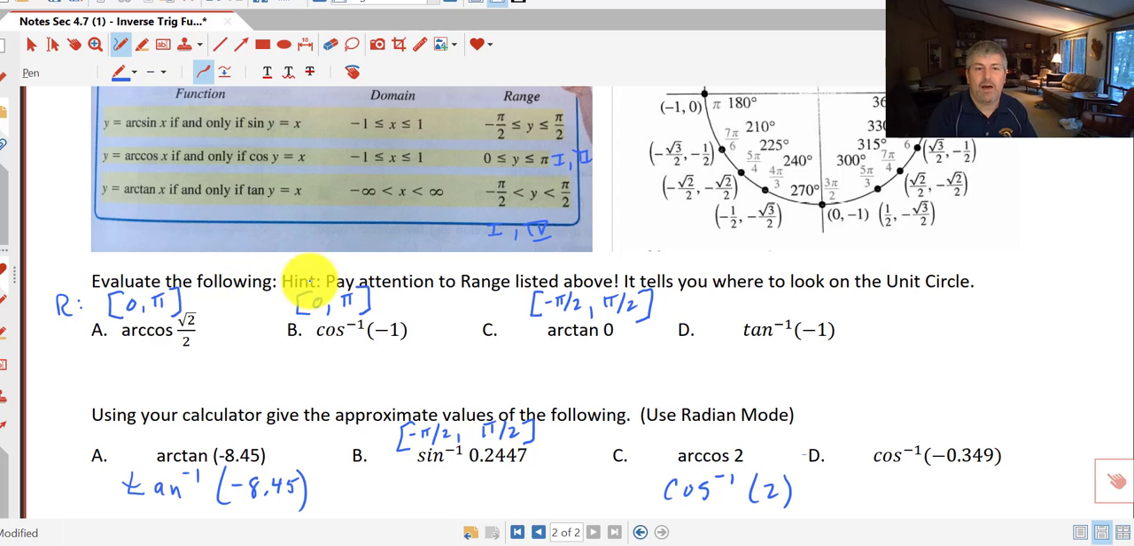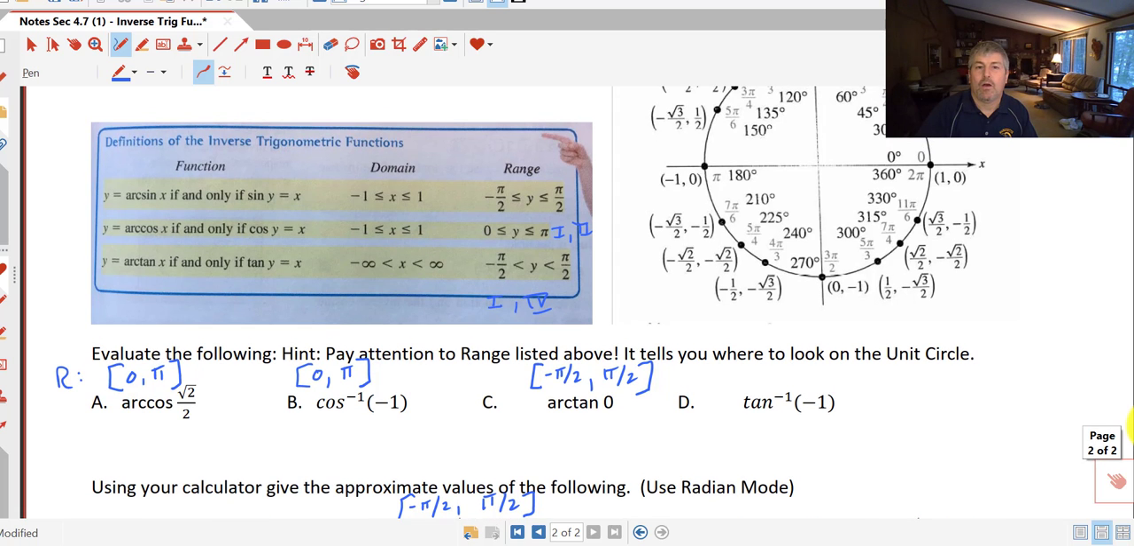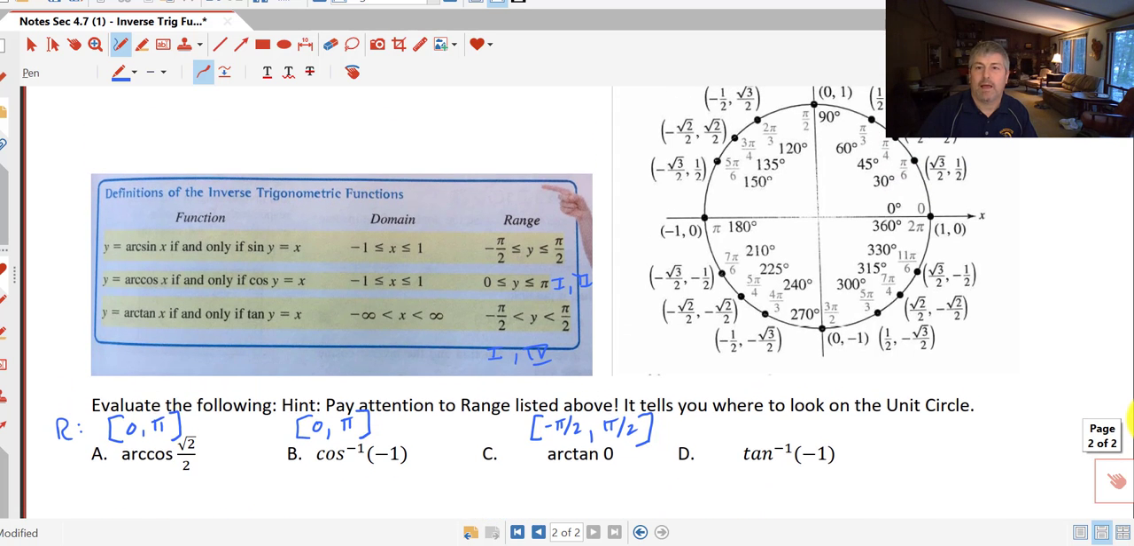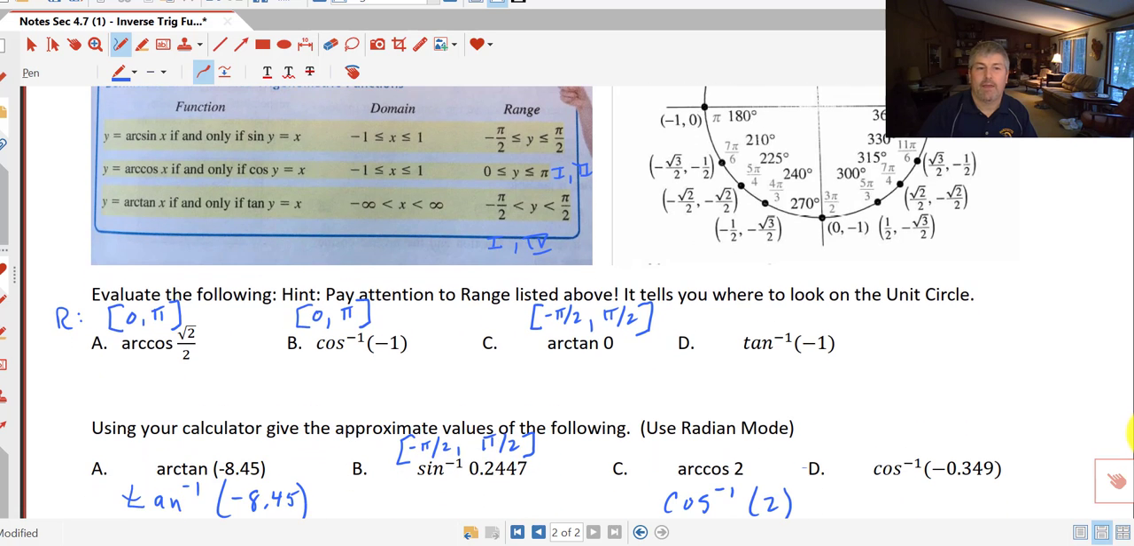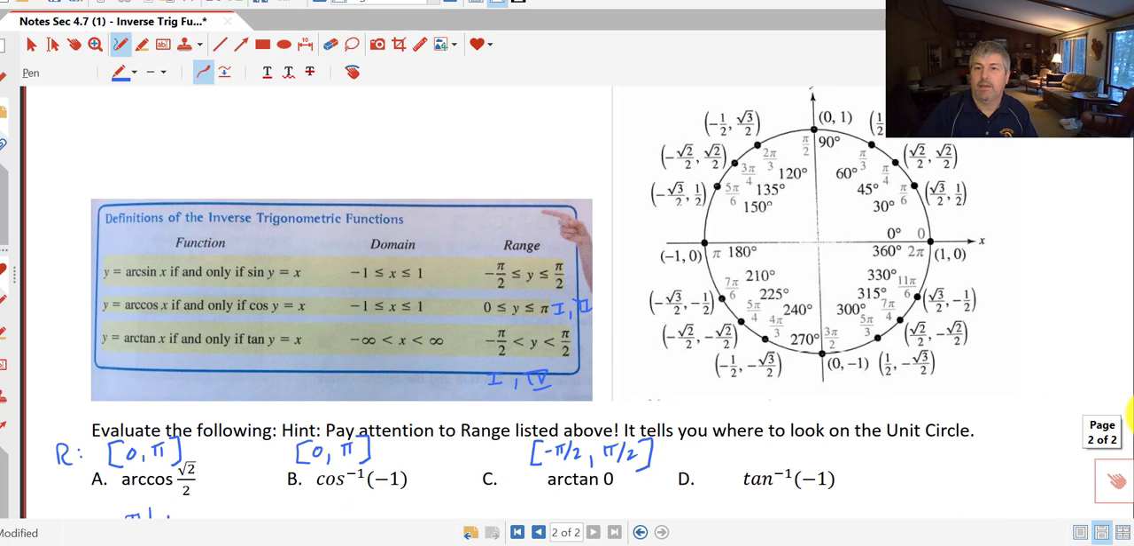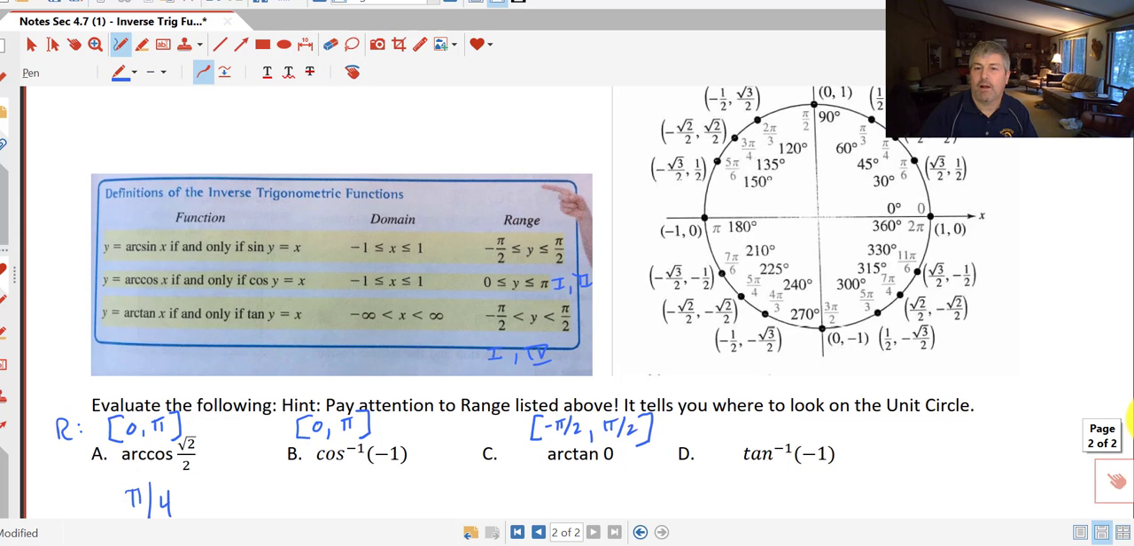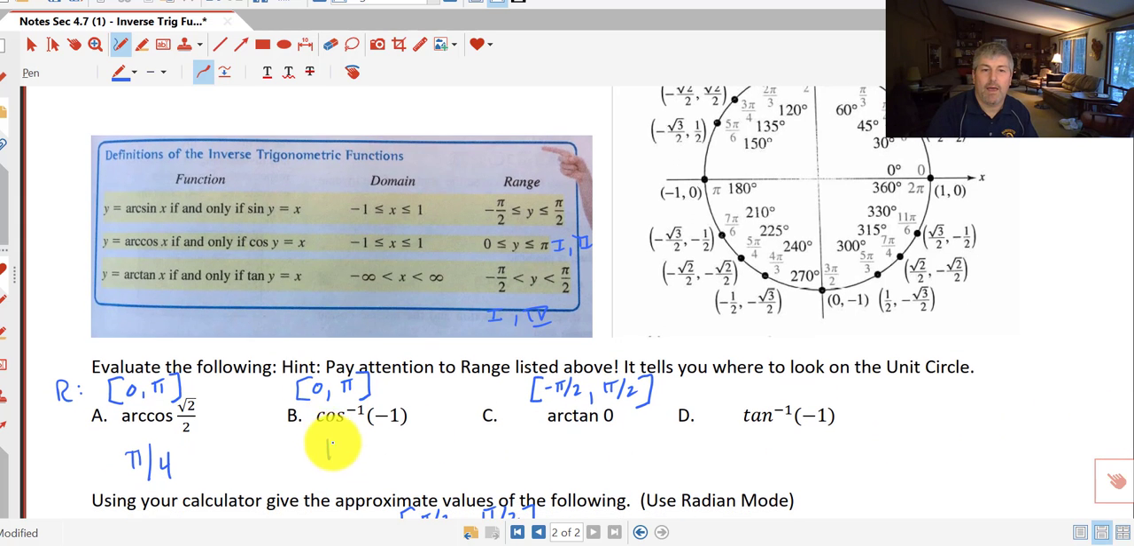So we're going to evaluate the following. And remember to pay attention to the ranges listed above. It tells you where to look on the unit circle. So the arccosine of the square root of 2 over 2. I'm looking in quadrants 1 and 2, and x is square root of 2 over 2, and that is going to occur only at pi over 4. The arccosine of negative 1, again, in quadrants 1 and 2. Where is our x value negative 1? It's over at pi.